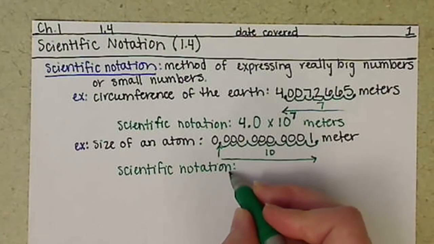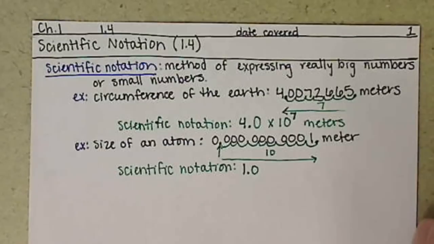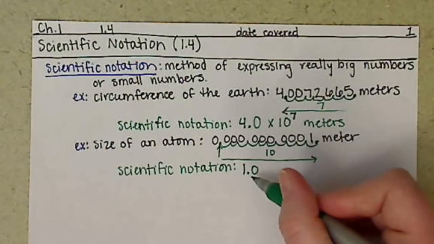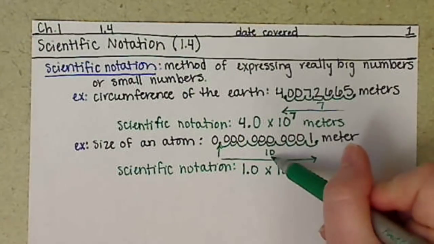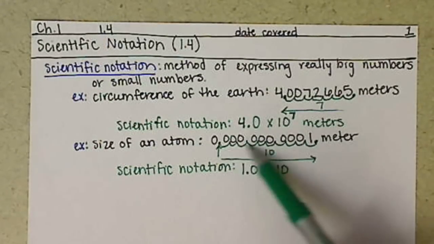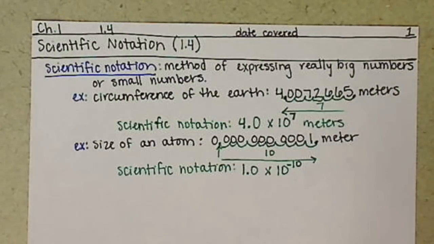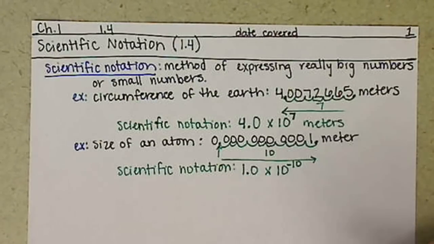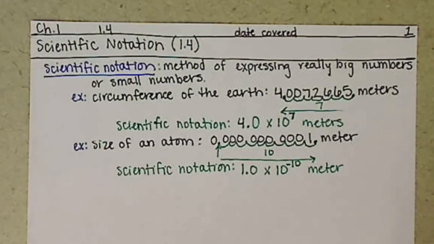So my number now in scientific notation, I now have this new 1.0. Again, stick to the next video to see whether or not that 0 is significant or not. So we have 1.0, we're going to have times 10, and we have our exponent here of 10, but we want to show that this number is a small number. Whenever a number is very small, that exponent is to the negative power. So we have 1.0 times 10 to the negative 10. And again, our units go at the end of our value.